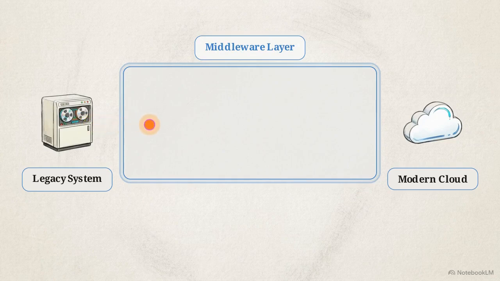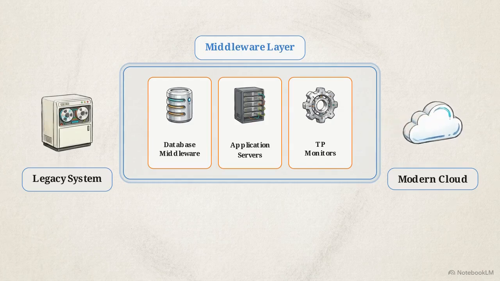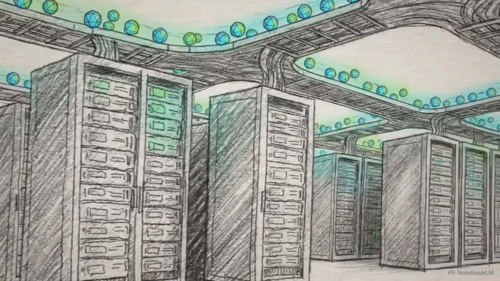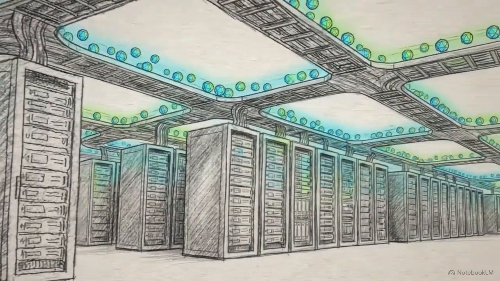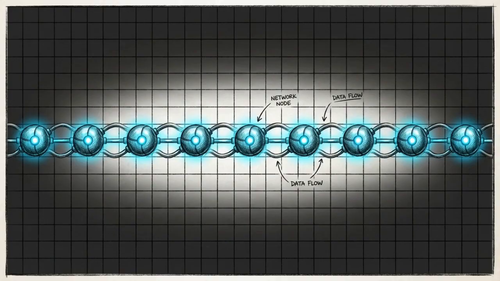This layer houses specialized components. You have database middleware managing connection strings, application servers hosting enterprise runtimes, and transaction processing monitors ensuring complex financial exchanges execute reliably. While these components are highly effective for managing specific, localized connections, scaling data exchange across an entire enterprise requires a more sophisticated, message-driven approach. By offloading the communication logic to the middleware, applications are no longer burdened with managing direct dependencies. Developers can focus entirely on writing business logic.